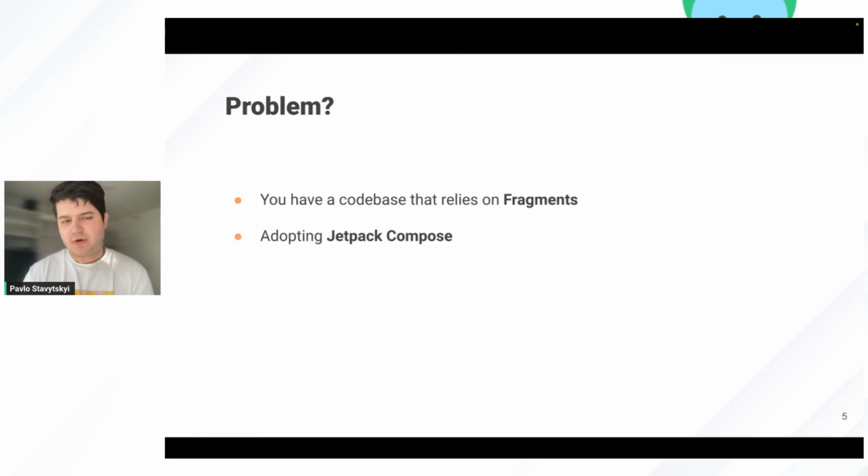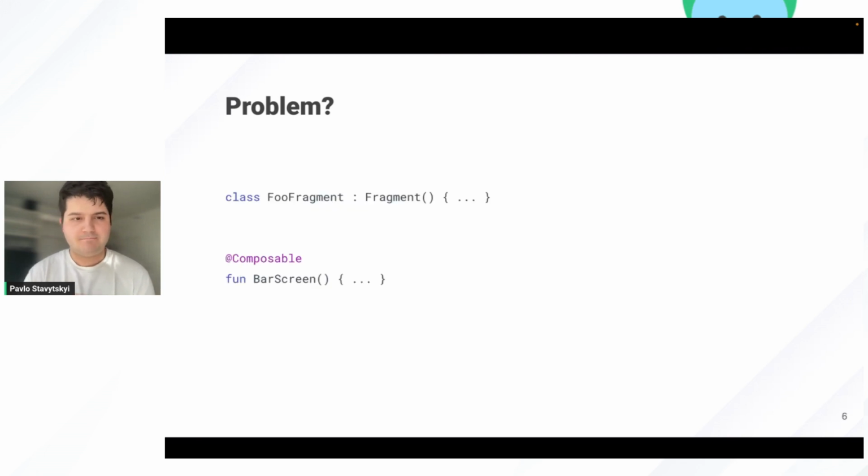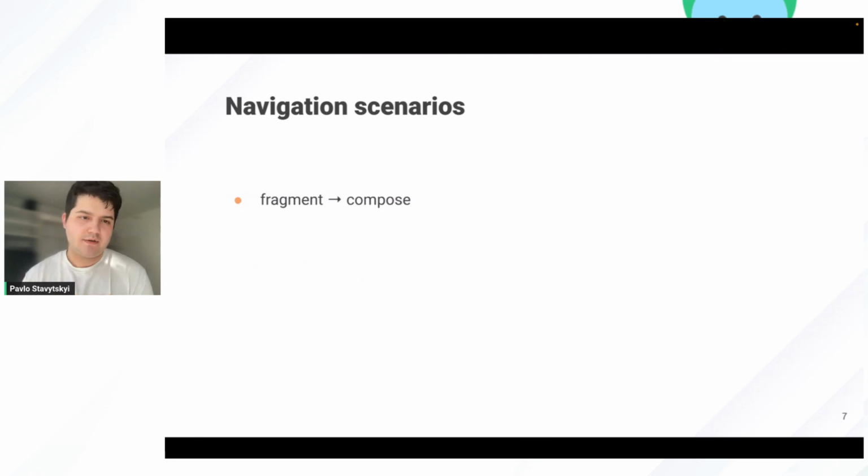Even though Jetpack Compose overall is compatible with the legacy UI toolkit on Android, there are still some issues that need to be solved. So you have a screen that is a fragment and another screen which is a composable screen. So how can you navigate between them? Because most likely you have different scenarios of navigation in the app. So for example, you have an old fragment and you need to navigate to a new screen which is Compose. So you need to somehow be able to efficiently navigate without writing a lot of boilerplate and some unnecessary code.